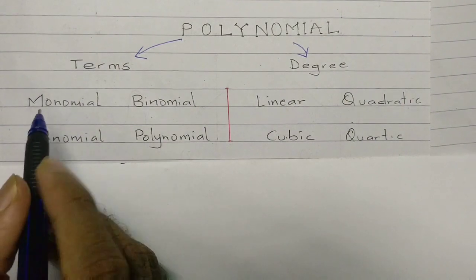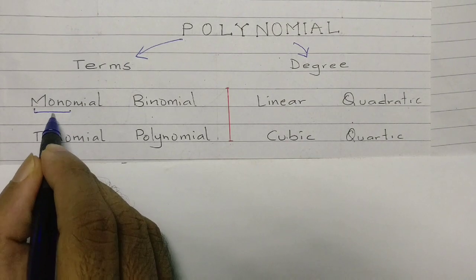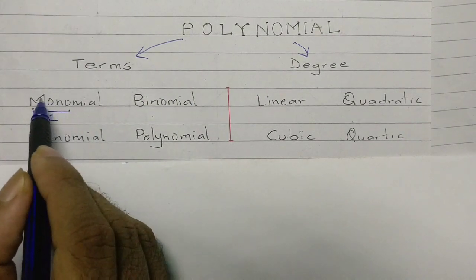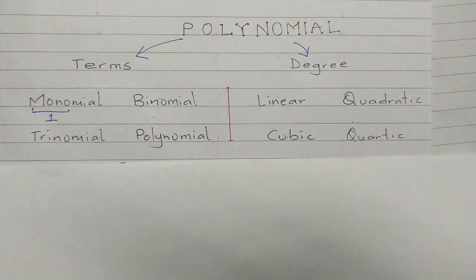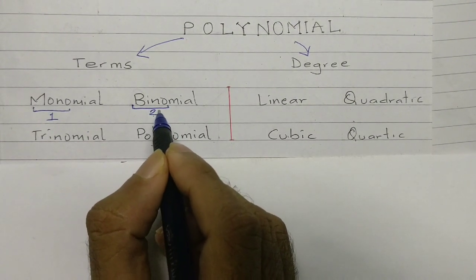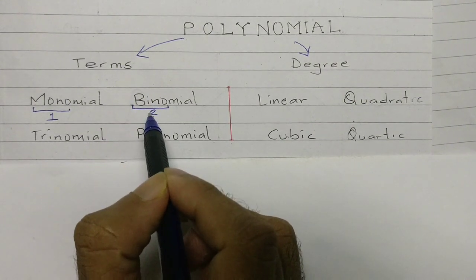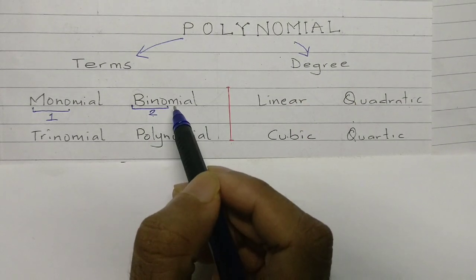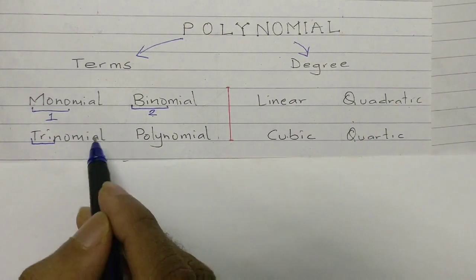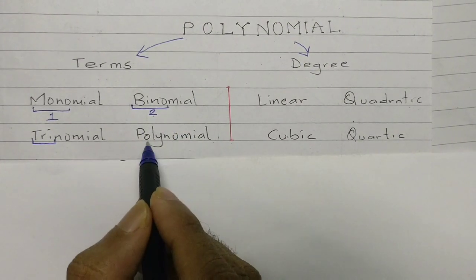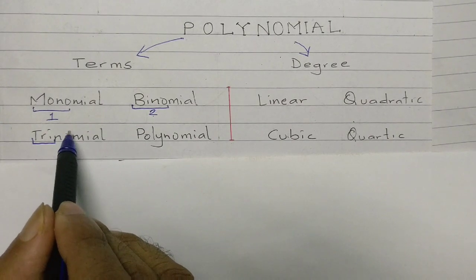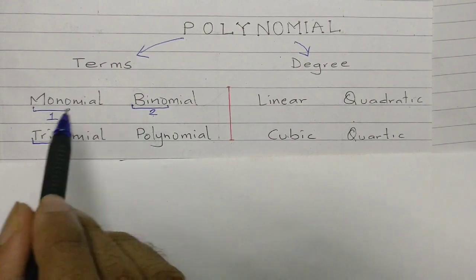Okay, now what is the meaning of monomial? Mono means one. That means if I have a polynomial which has only one term, then it will be called a monomial. If I have two terms, that means bino, bi means two. So if I have a polynomial with two terms, it will be called specifically a binomial. If I have three terms, then the polynomial will be called a trinomial. Anything above 3 would be considered a polynomial. Having said that, do you think that these cannot be called a polynomial? Definitely they can be called polynomials also.